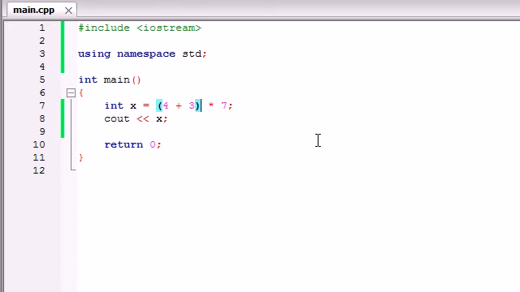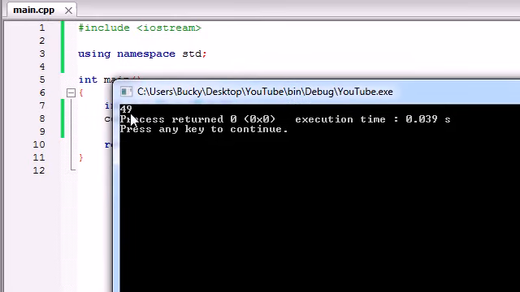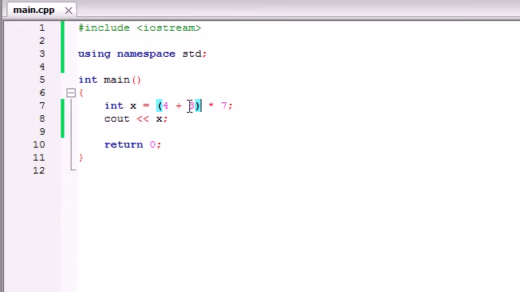So now whenever we build and run this, it's going to run your parentheses first and say, alright, 4 plus 3 equals 7, times 7 equals 49. So remember, the rule is this: parentheses first, then your multiplication and division, and then your addition and subtraction. Remember that, and if you get confused, it's called the associative property. You should have learned it in 7th, 8th, or 9th grade math. I can't remember. It was a long time ago.